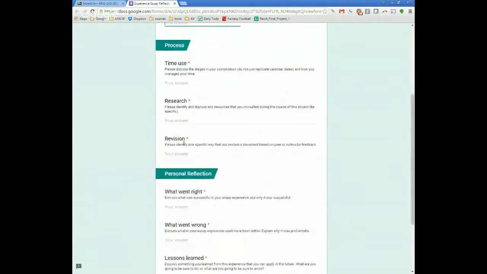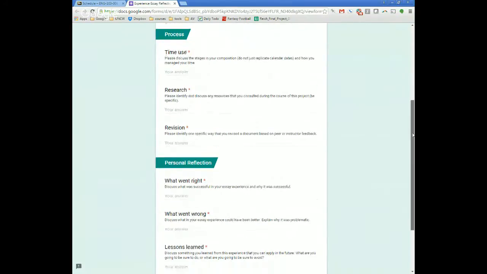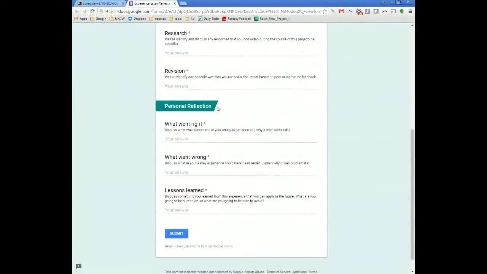And then revision: please identify one specific way that you revised the document based on peer or instructor feedback. So one specific way that you changed things at some point during your process. And then the big 3 of personal reflection: what went right, what went wrong, and lessons learned. So that's discuss what was successful in your essay experience and why it was successful. Discuss what in your essay experience could have been better. Explain why it was problematic. And then lastly, lessons learned.